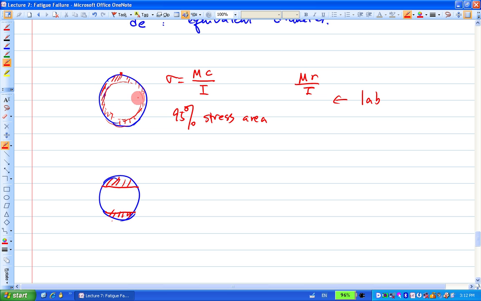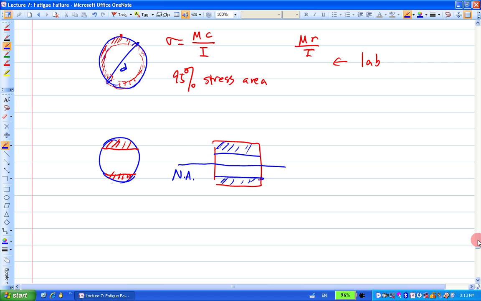So for the equivalence, you equate this area with this much here for the circular one. If I have this rectangle, the 95% will be between here and here, and this is the center, the neutral axis. You have to equate this portion with that portion. Then, if D is the diameter for the regular shaft, we can obtain a DE here.